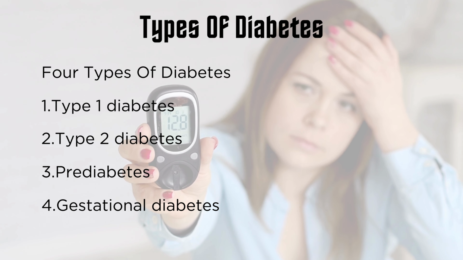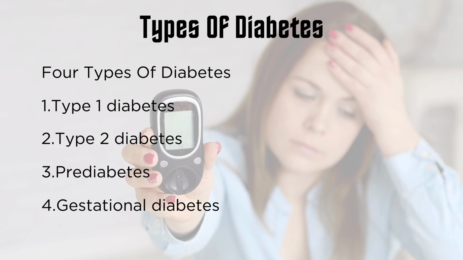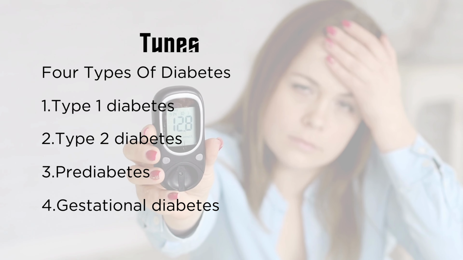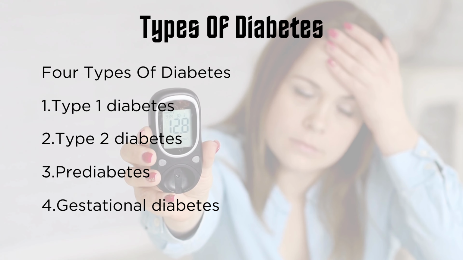4 types of diabetes. 1. Type 1 diabetes. 2. Type 2 diabetes. 3. Prediabetes. 4. Gestational diabetes.